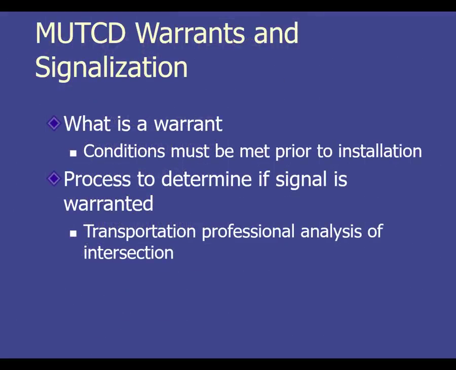The MUTCD warrants signalization. What is a warrant? They look to determine whether an APS is warranted, and certain conditions have to be met before they'll put in an installation. There's a process to determine if the signal APS is warranted, and they will have a transportation professional do an analysis of the intersection. I'm mentioning this because you will want to get in touch with the city and with traffic engineers, because there will be times when you will ask for an APS to be put in because the intersection that your student will be crossing on a regular basis is too dangerous without them.